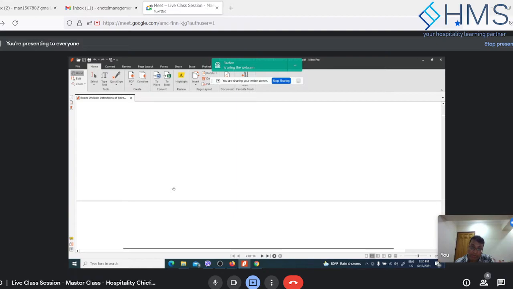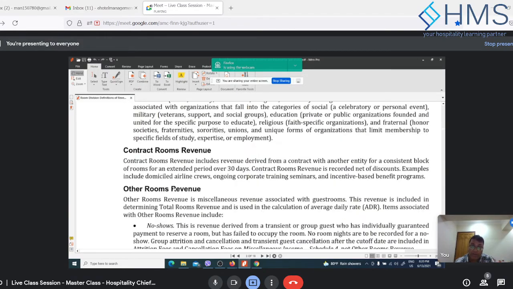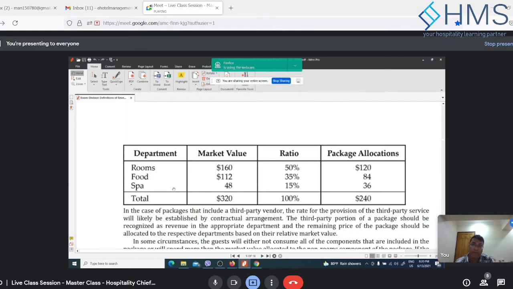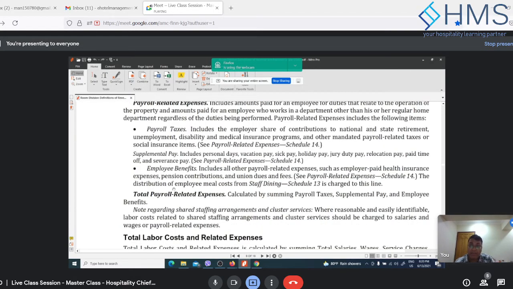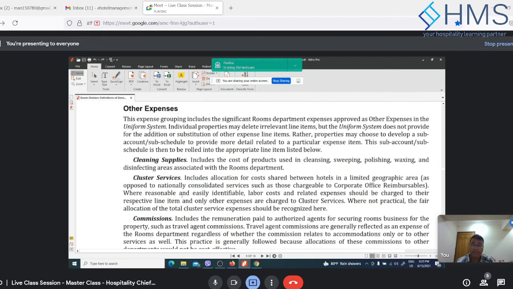So in the book, in the course, you will find this PDF where you have the details of the line items, each line item, which is specifically separating out the total cost. So you will be able to see what are the costs that are included here, and then you will be able to create the line chart of accounts based on this, right?